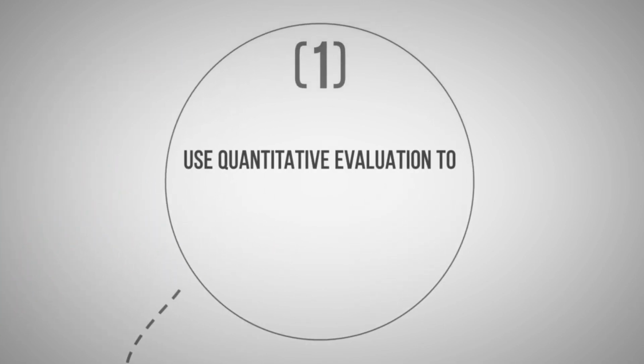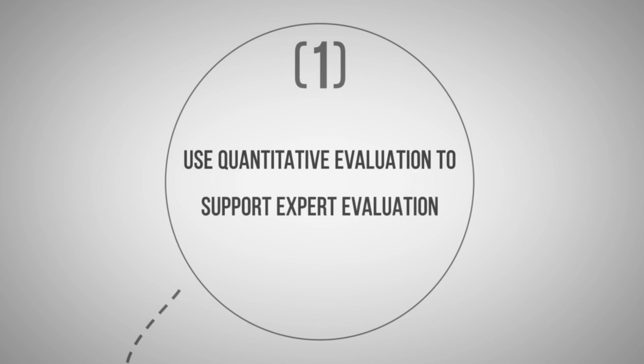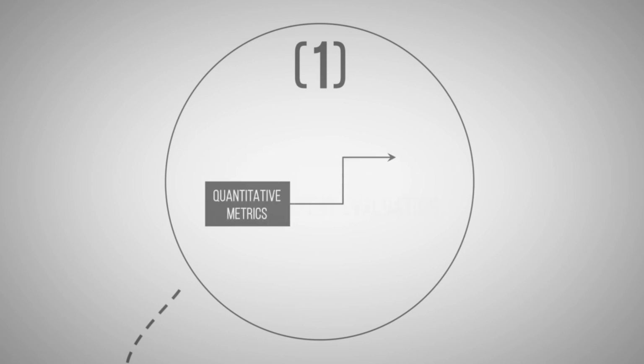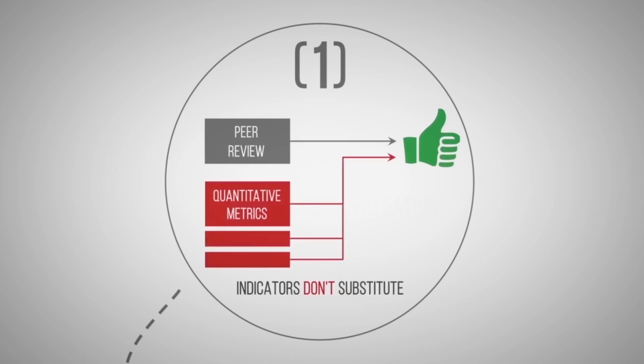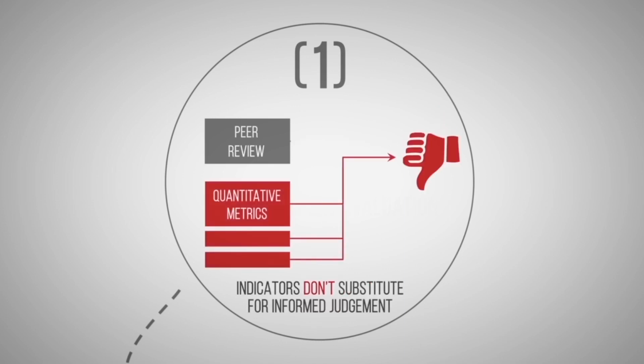1. Use quantitative evaluation to support, not substitute for, expert assessment. Quantitative metrics can strengthen peer review because making judgments about colleagues is difficult without a range of relevant information. But indicators don't substitute for informed judgment.